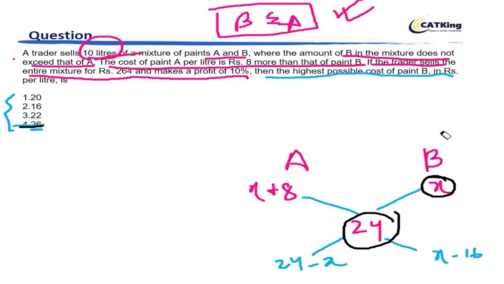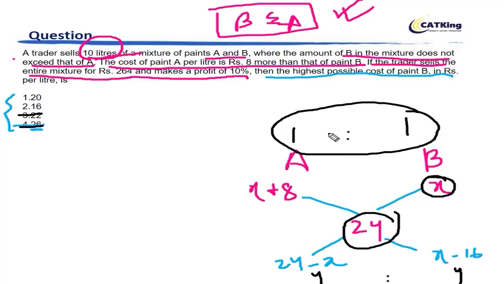Okay, next let's check 22. Now if you check 22, this becomes 2, and this becomes 6. The ratio becomes 1:3, which is not possible. B has to be less than or equal to A. Therefore 22 can be ruled out. Next we can see that 20 certainly satisfies. Why? Because if you put X is 20, this is 4, and this is 4. 4:4 means 1:1, right? So the answer is 1:1, which it can get when B is equal to A. The highest possible cost of paint B is 20 rupees. I hope this is clear to you.